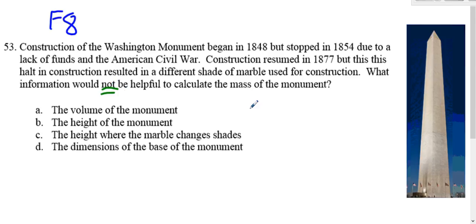The volume would be good because mass is related to volume. Mass is density times volume, so volume would be good. The height of the monument would be good, so you could find the volume. The dimensions where the marble changes shades, that doesn't mean anything. That's the piece that would not be helpful. Just because they stop for a while and the marble looks different, it doesn't change the mass. The dimensions of the base, that would be useful to find the volume, so that would be good.